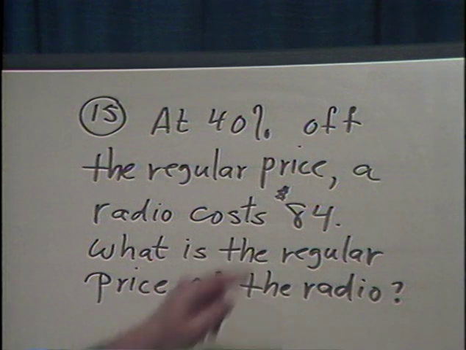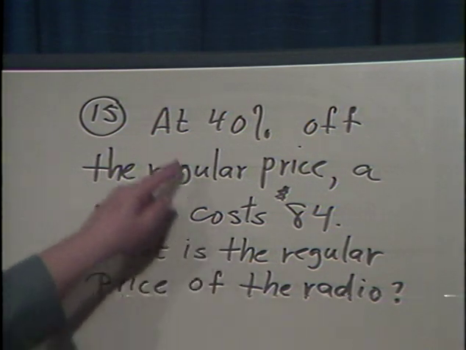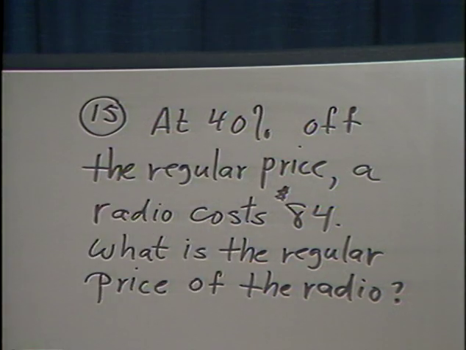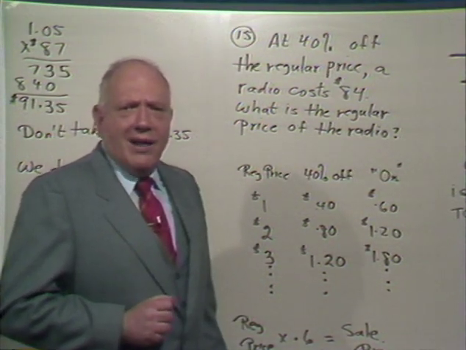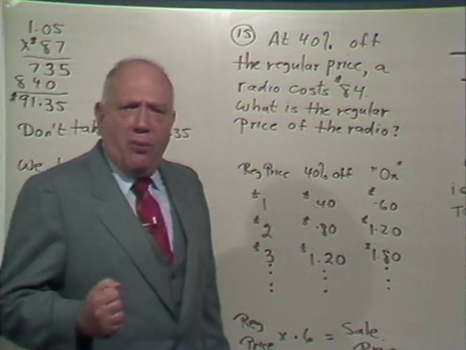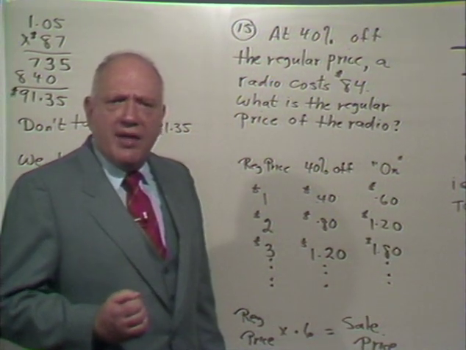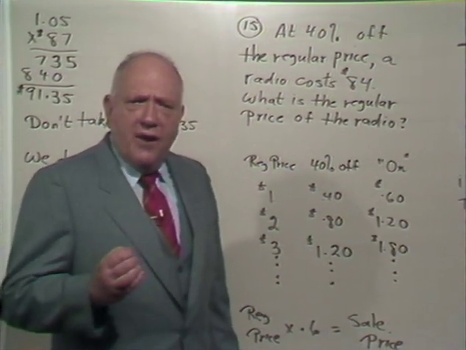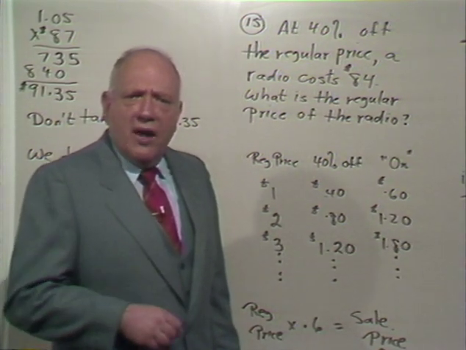And what's the $84? Is that the regular price? No. Read the problem. It says at 40% off the regular price, a radio costs $84. So the $84 is what? The sale price. I say, wow, I didn't want to take a reading comprehension course. I just want to do math. Well, this is the whole point. You can't do math unless you can read the problem enough to analyze what's asked for. Because if you're not careful, you'll wind up with what? The wrong answer because you may have done the wrong problem.